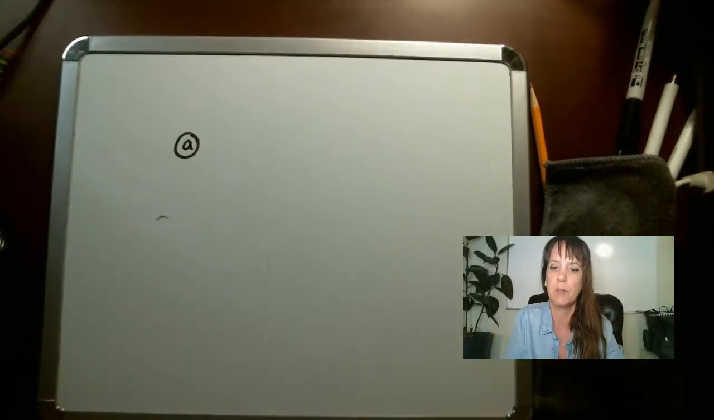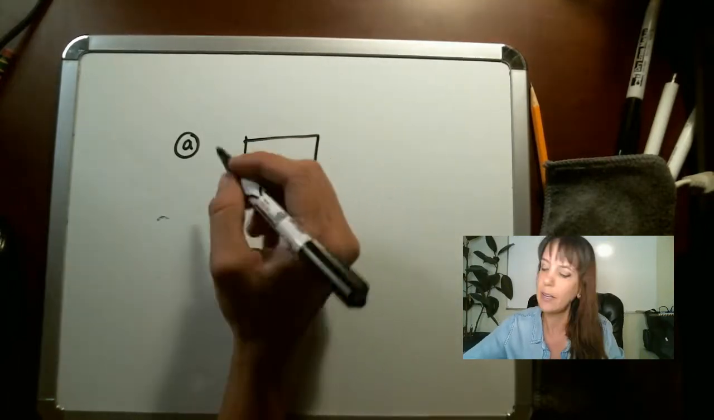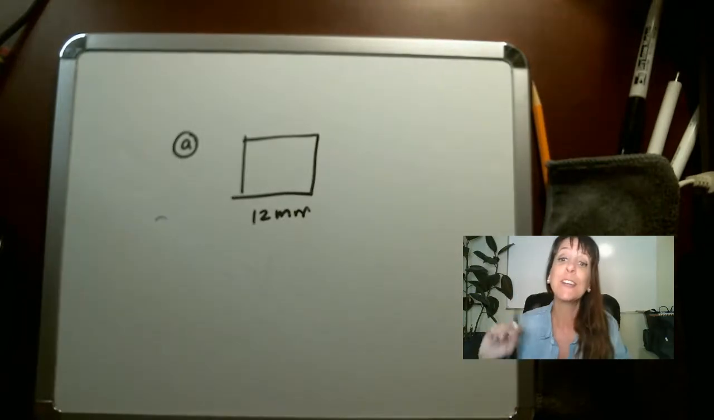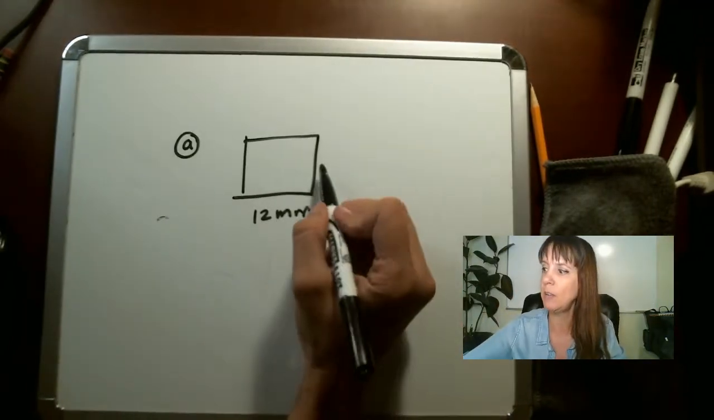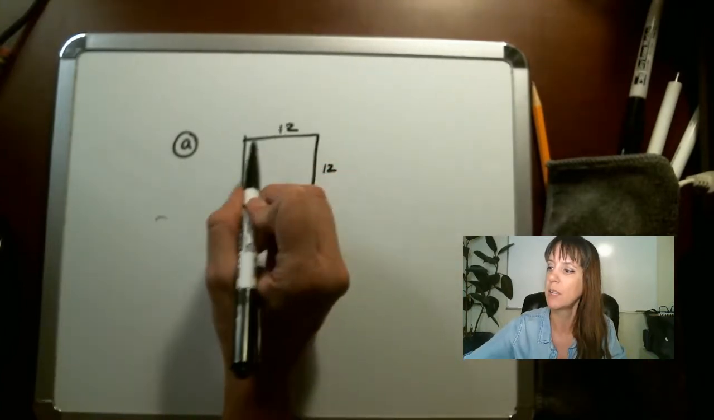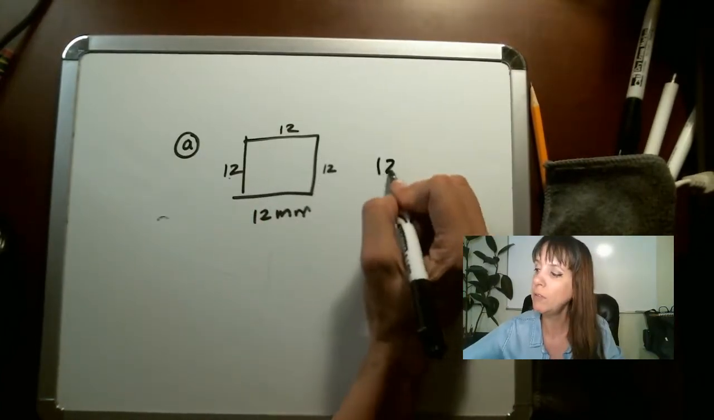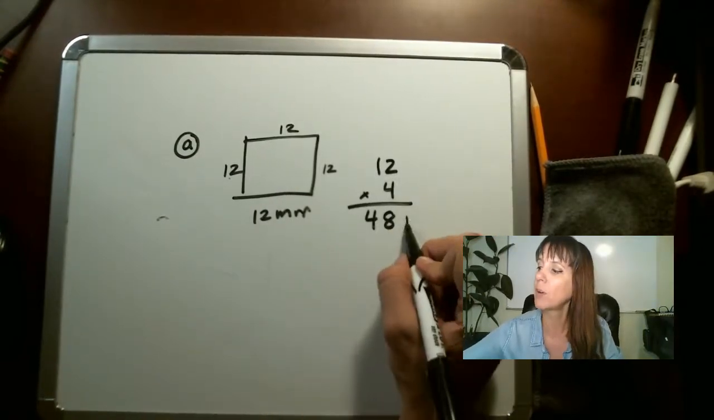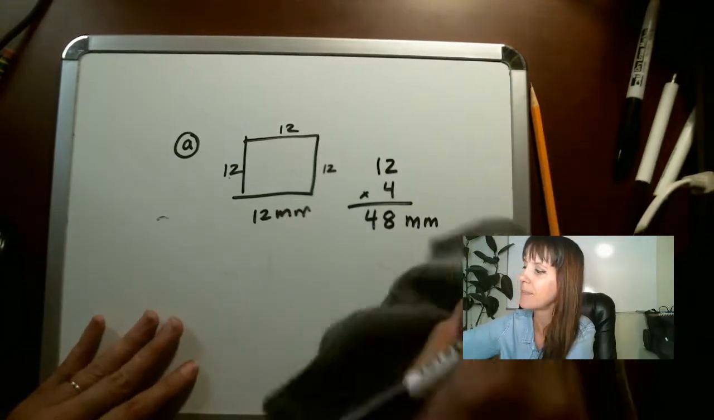This right here. Hopefully I don't mess up my recording. We have a square and it is 12 millimeters. Guys, millimeters. Here's the good news about squares: all the same sides. So this is 12, this is 12, this is 12, this is 12. 1, 2, 3, 4, 12, 4 times gives us 48 millimeters. So that is our answer for A.